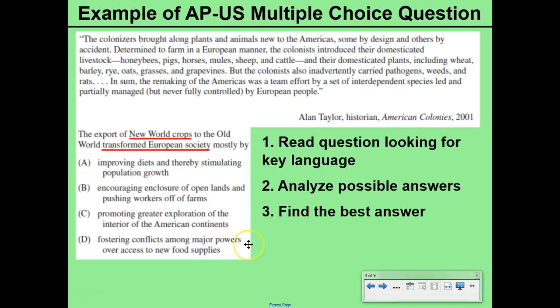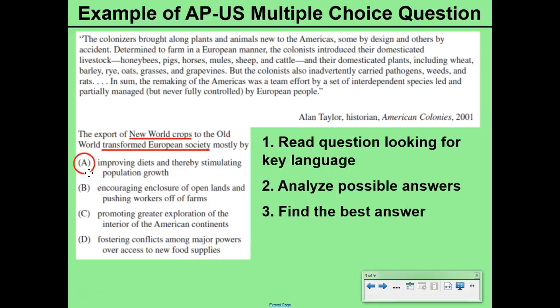D, fostering conflicts among major powers over access to new food supplies. There was some conflict over trade commodities, but those came much later in the colonial period of American history, not so much after the Columbian Exchange.